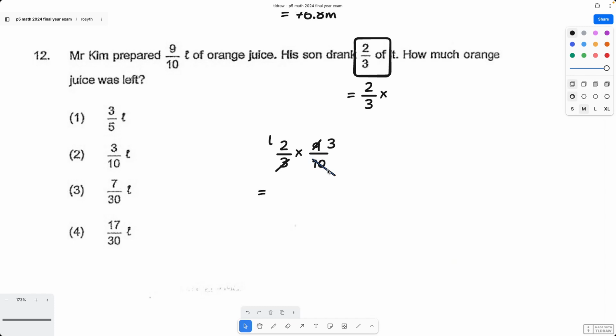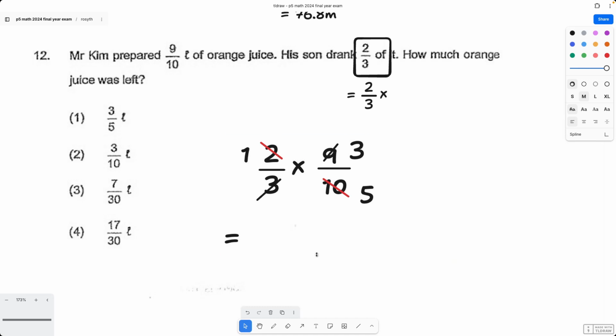Oops, I'm going to make this red, so at least you know this is red. Okay, so 2 is 1, and then 3 is 2 divided by 10. 10 divided by 2 is 5. Okay, so the answer, his son drank two-thirds of it. Oh, we need to have one-third instead.